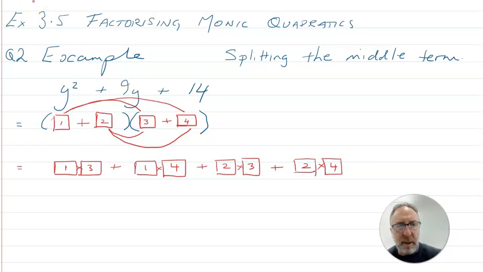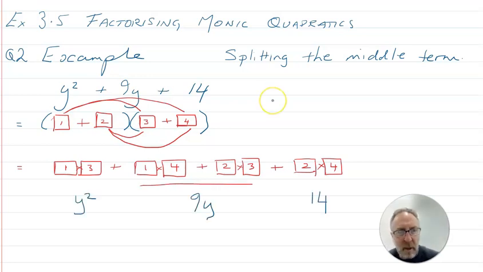Now, what we need to do is somehow split 9y, this middle term, into these two terms, and we can see that these two terms in the middle, box 1 times box 4 and box 2 times box 3, have to add together to give 9y, and the box 2 and box 4 have to multiply to give 14. So box 2 and box 4 must just be numbers, clearly.